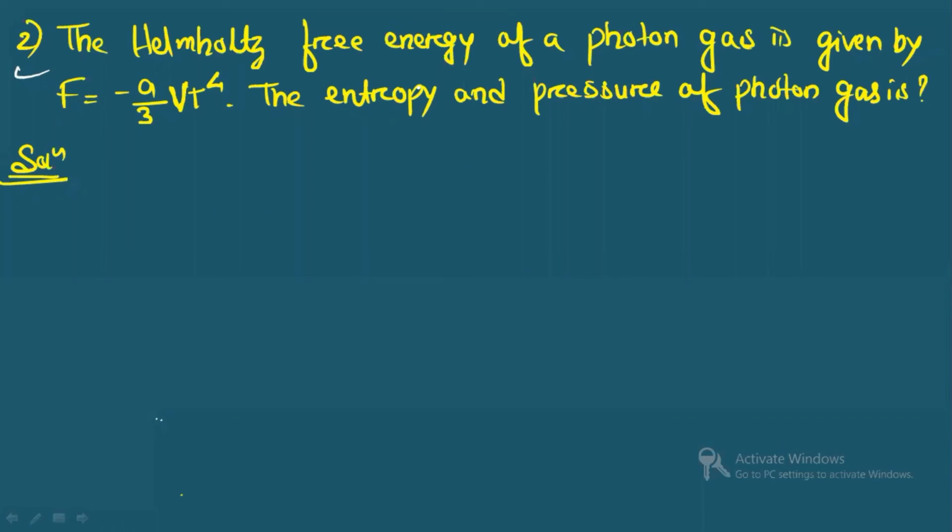The Helmholtz free energy of a photon gas is given by F equals minus A by 3 V T to the power 4. This is the Helmholtz free energy of a photon gas. You have to calculate the entropy and pressure of the photon gas.